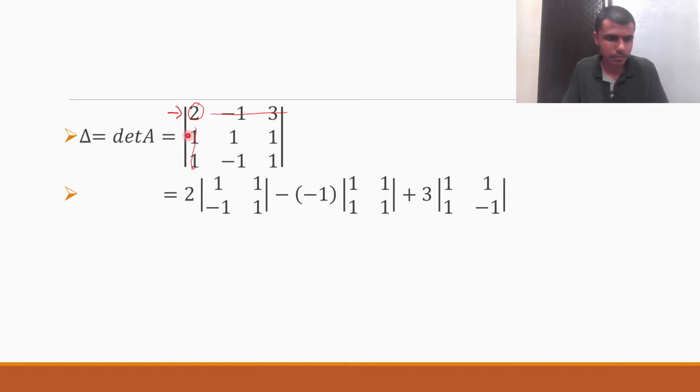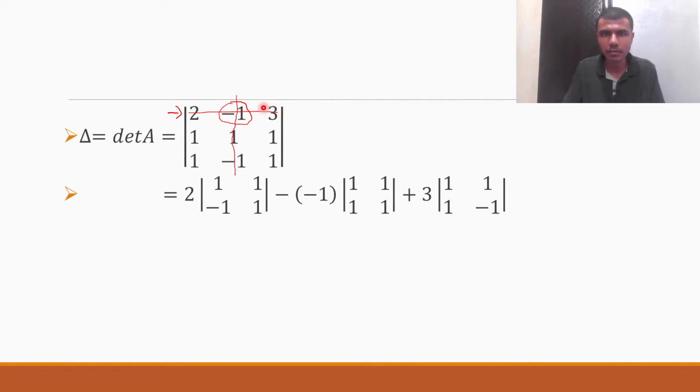Next, my second element of the first row is minus 1. Now cut off the row and column in which minus 1 is there. So 1, 1, 1, 1. You see, 1, 1, 1, 1. But here, in the determinant expansion method, there is a minus already. This minus is fixed. This minus 1 is our element. So minus 1 into the determinant of this.